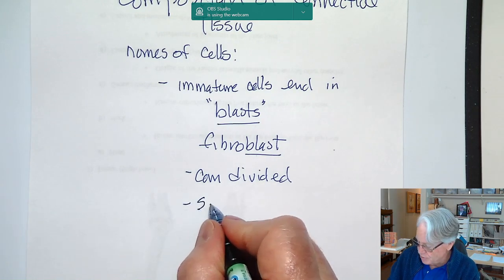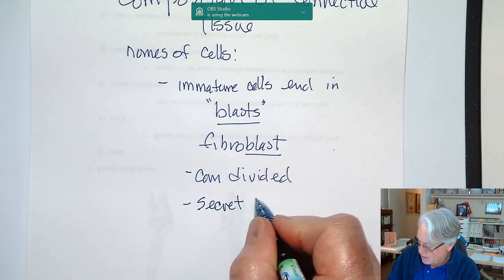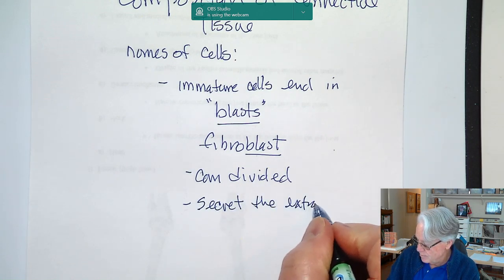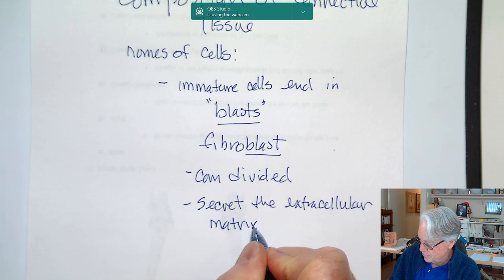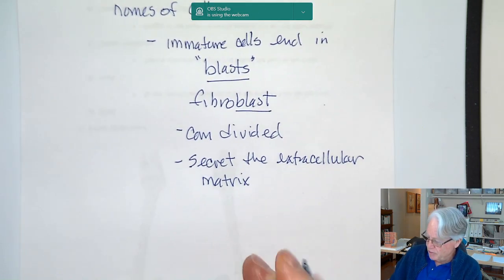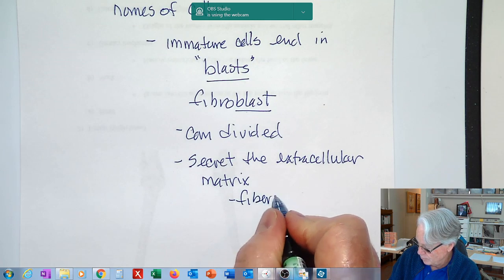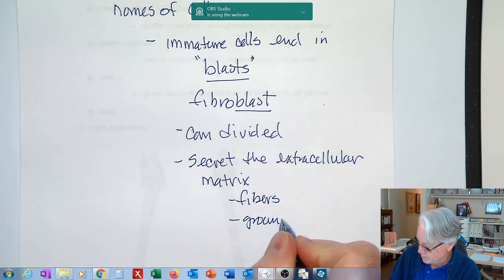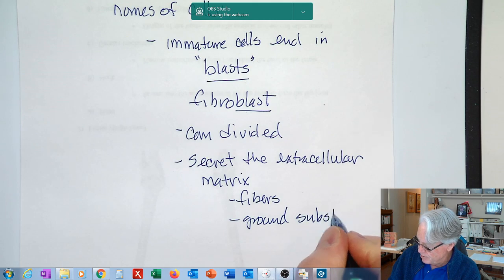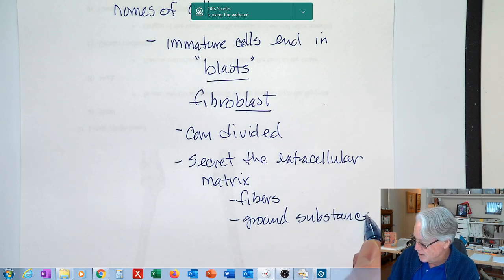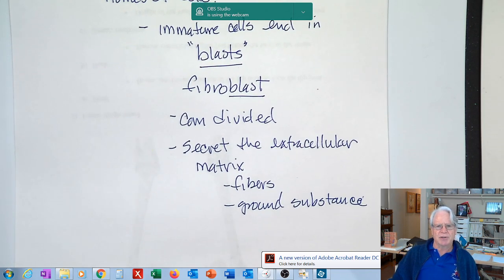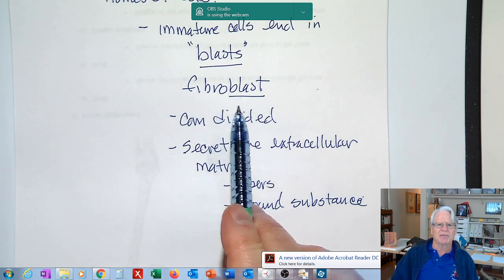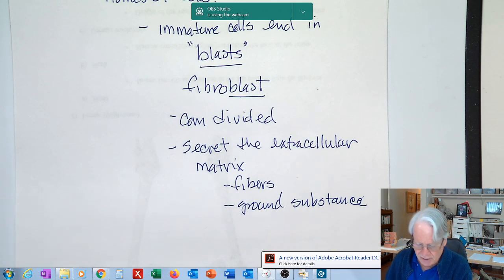They also are going to secrete the extracellular matrix. And what we're talking about here is both the fibers and the ground substance. So they're doing double duty in that they're building. These are the ones that actually build the connective tissue because they produce the extracellular matrix. Both the fibers and the ground substance are being produced by the fibroblast, or fibroblasts, plural.